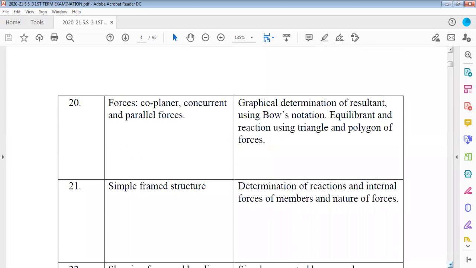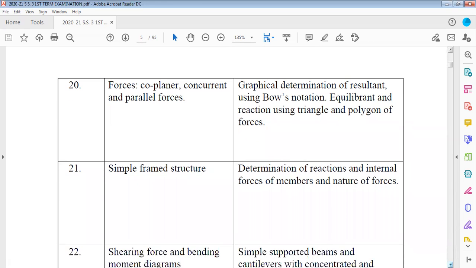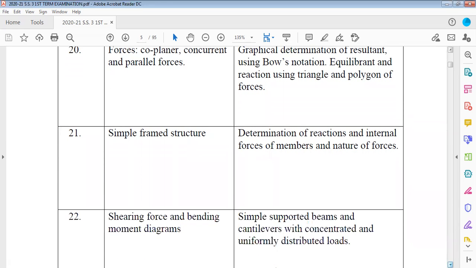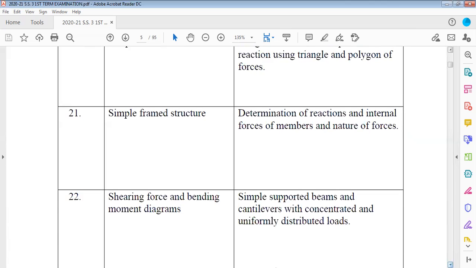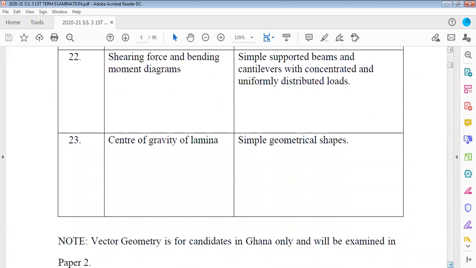Then forces, coplanar, concurrent, and parallel forces. For Nigerian candidates, you are not to bother yourself with this. These are for students in Ghana, students in Gambia. So these ones are for them. So 20, 21, 22, 23, they are not for you.